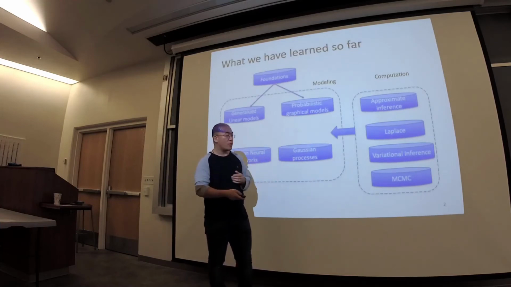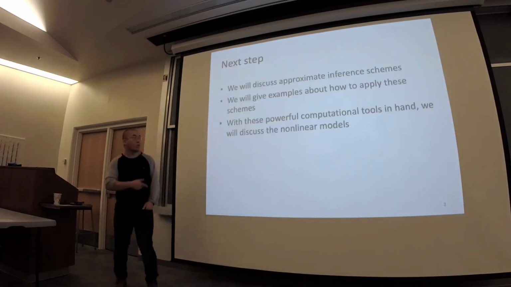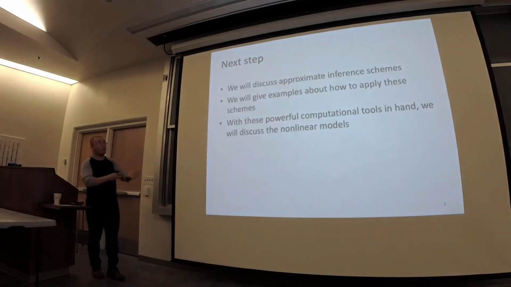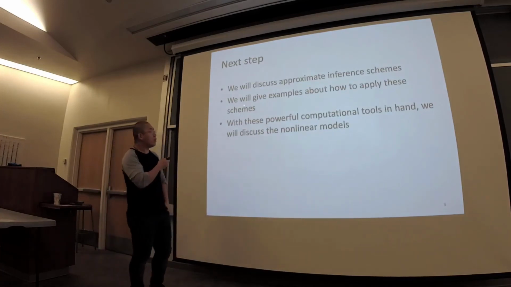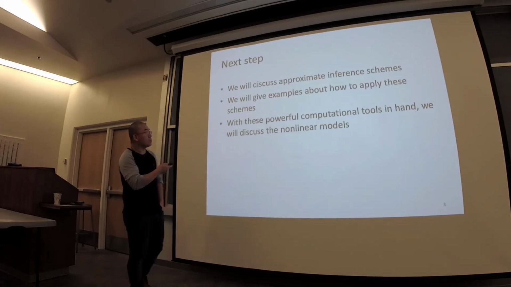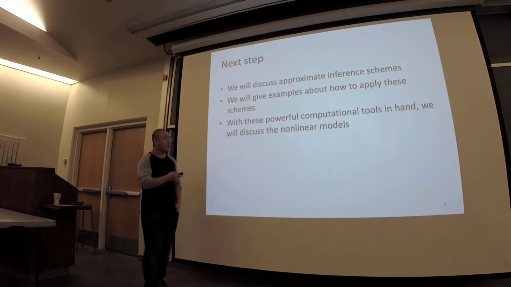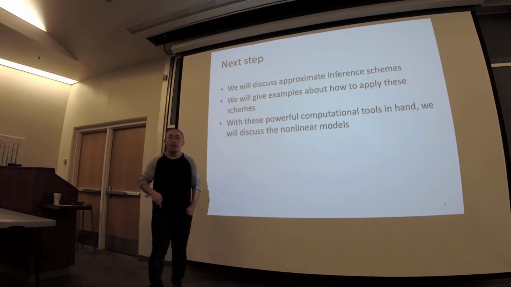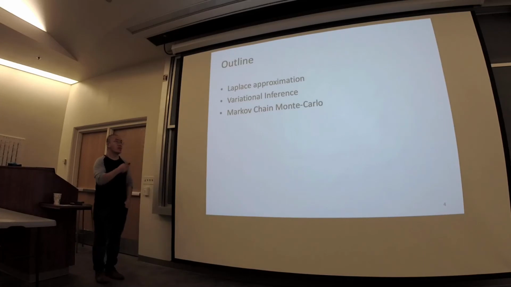But there's no free lunch. MCMC is really hundreds of times slower than those other methods, so people would rather sacrifice this accuracy. So in the next step, we're going to discuss these approximate inference schemes, and we'll give detailed examples about how to apply those schemes. And then with these powerful computational tools in hand, we'll discuss the nonlinear models. So here's the whole lot.